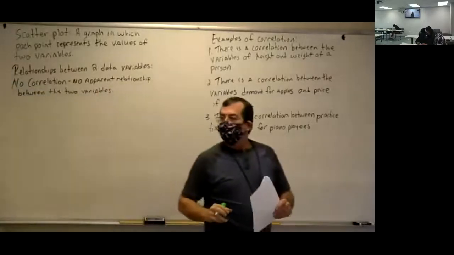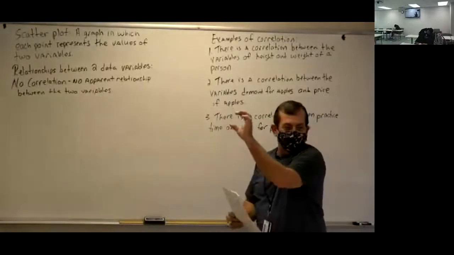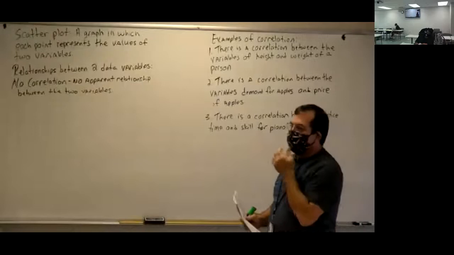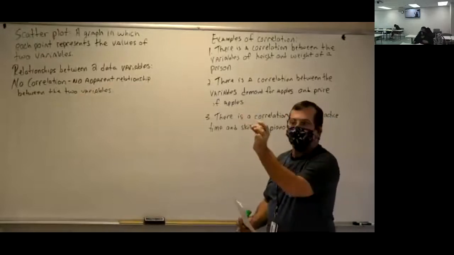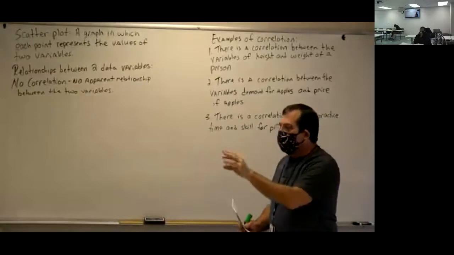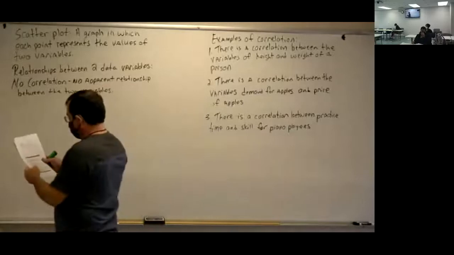Okay, so you just have scattered dots everywhere, but it doesn't have that line shape to it. I can't determine if one is increasing, whether the other is increasing with it or decreasing. There's not a pattern to it, so we say that has no correlation.